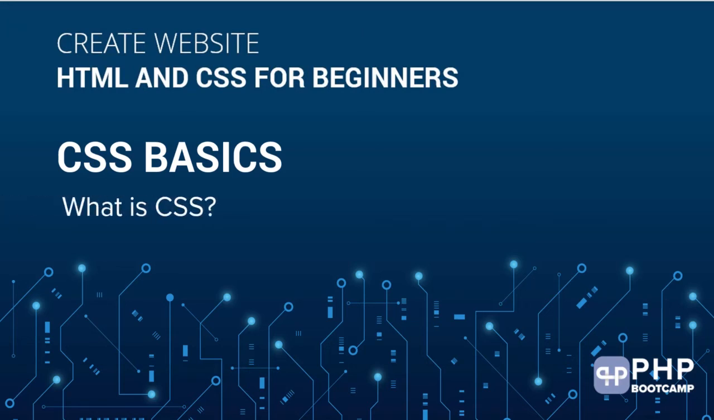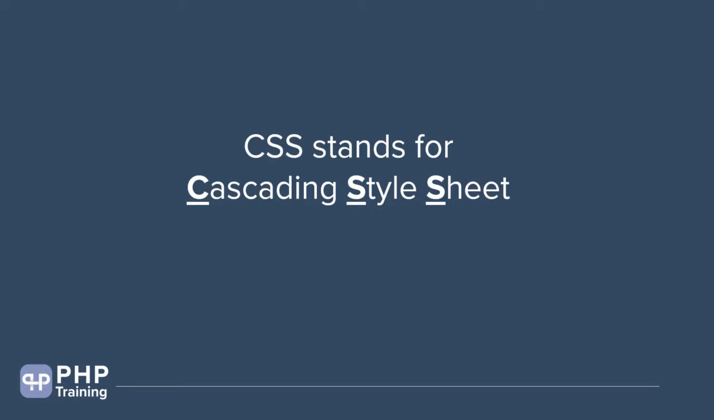So let's understand what is CSS. CSS stands for Cascading Style Sheet. That is the full form of CSS. And what does style mean? Style means adding colors, increasing the font of the text. Basically, you're giving a look and feel to your website. Okay, so that's what Cascading Style Sheet means.